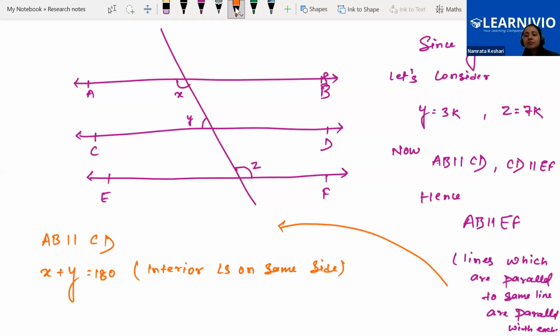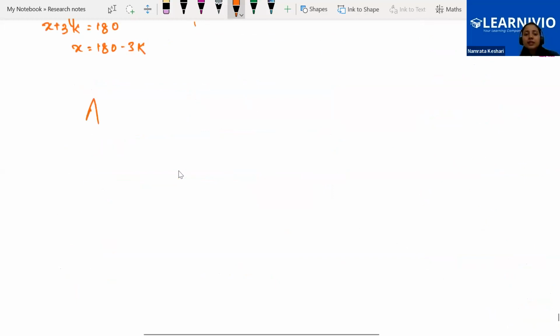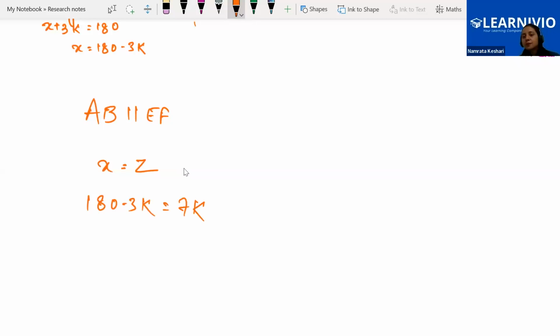So if Y we have taken as an assumption 3K, here we can substitute 3K, and X we will be getting 180 minus 3K. Now we can focus on the parallel lines AB and EF, and then we can say X and Z will be equal. AB is also parallel with EF. X and Z will be same.